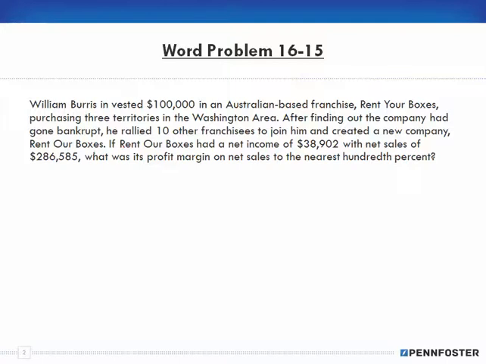Okay, you need to understand what the question is asking. It's saying, what is its profit margin on net sales? That's what the question is asking. And when you go back and read this problem, from the very first word all the way down to here, everything in between has nothing to do with that. Investing $100,000 has nothing to do with it. The company had gone bankrupt has nothing to do with it. 10 franchisees, creating a new company, none of that has anything to do with the profit margin on net sales.